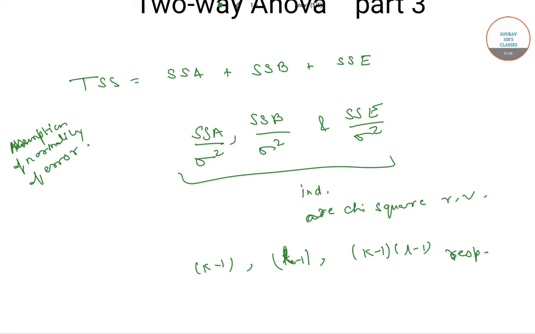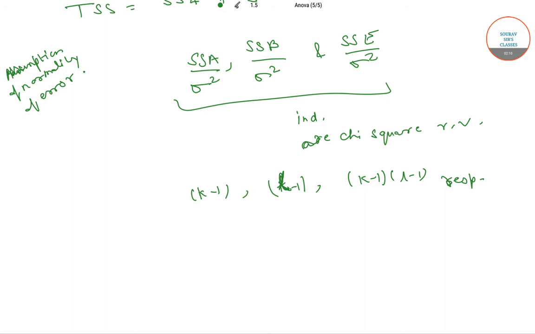So SSA by sigma square follows a chi-square distribution with degrees of freedom k minus 1. SSB by sigma square is also a chi-square random variable with degrees of freedom L minus 1, and SSE by sigma square is a chi-square random variable with degrees of freedom k minus 1 into L minus 1. If we add the degrees of freedom on the right hand side, we will get the degrees of freedom of the left hand side.